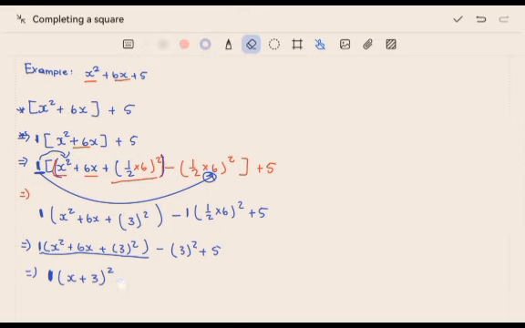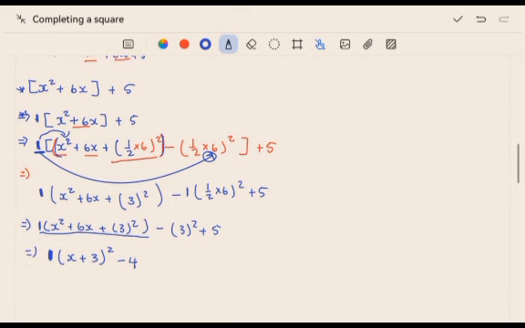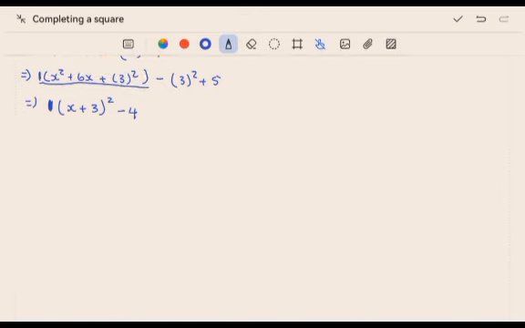Sorry for writing that out. So you'll have negative 3 squared plus 5, and then that is negative 4. Sorry, it's negative 4. So you have completed your square in a nice and neat manner. So this is the general procedure that you have to follow when completing a square.